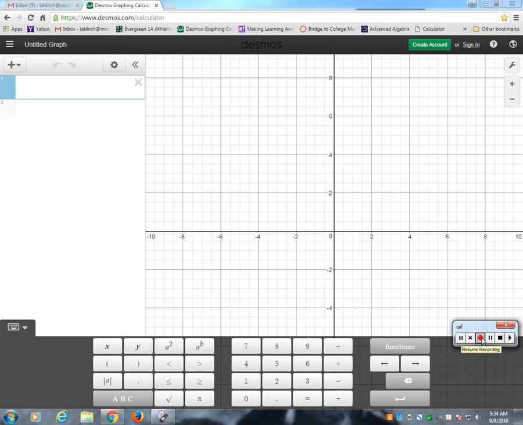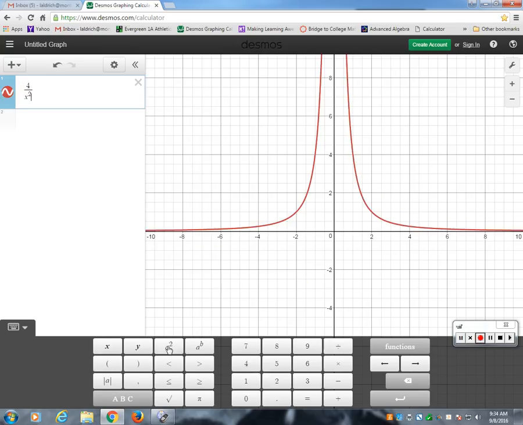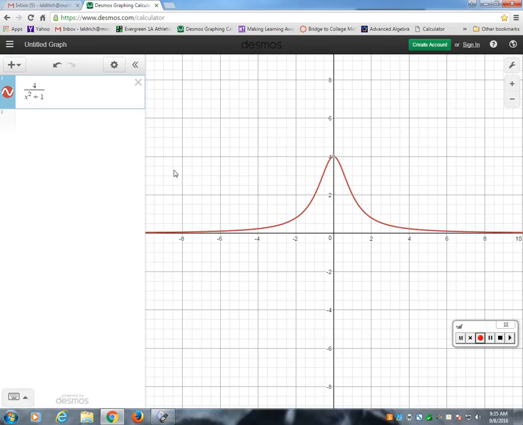All right, so we want to see what the graph of 4 divided by x squared plus 1 looks like. So there it is. This confirms the algebra that we did. You can see that as x gets bigger and bigger, the graph gets closer and closer to 0. The same thing happens on this side when x gets smaller and smaller. So I have a horizontal asymptote of y equals 0, and I have no vertical asymptotes. All right? Good?